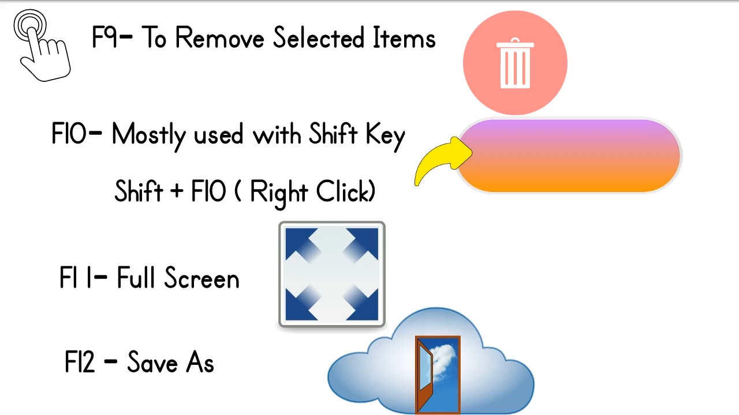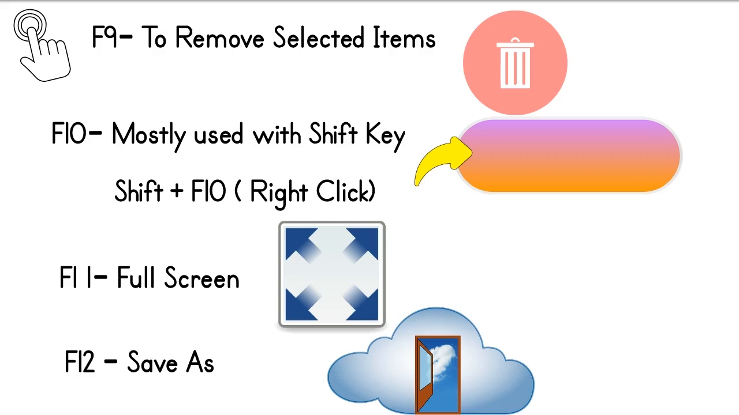Now F11 is for full screen. Let's say you are watching a video or an image or working in any web browser. If you want to see the particular thing, a movie or an image, in full screen, just press F11 and it will appear in full screen.